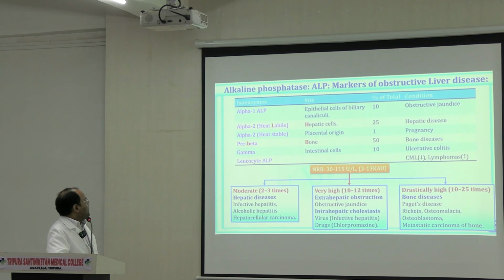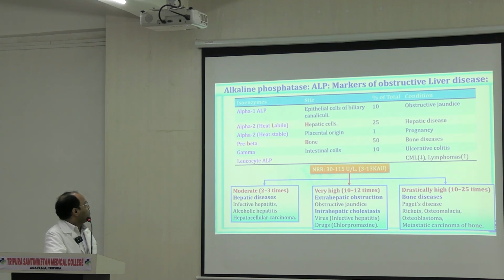Next, alpha 2. Alpha 2 is heat labile. It is released from the hepatic cell, the liver. Just remember this: heat labile, secreted from the hepatic cell. It is approximately 25%. Remember. It increases in hepatic disease.